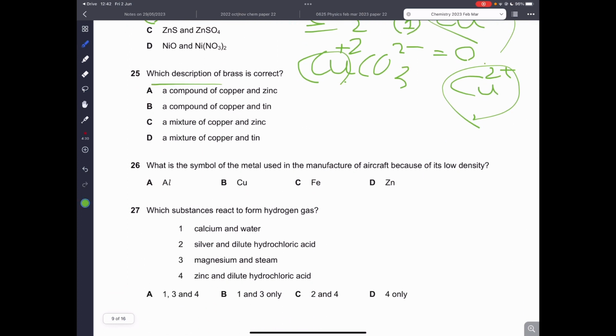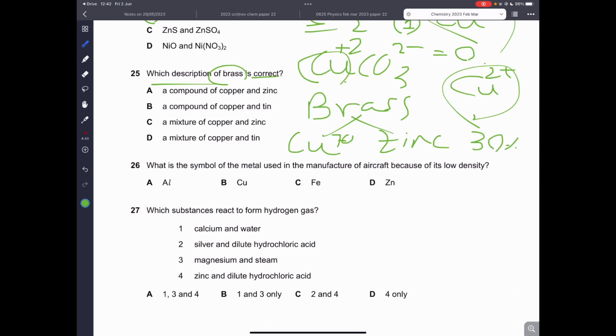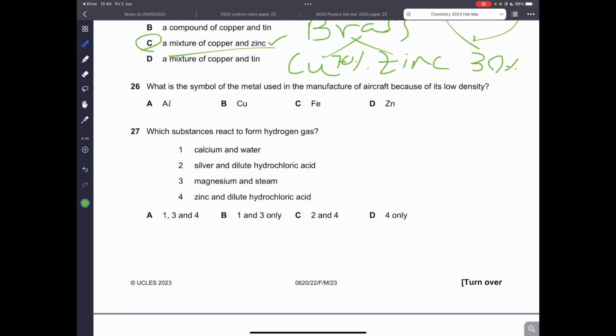Question 25, which description of brass is correct? Remember, brass is a mixture of copper and zinc, with 30% zinc and 70% copper. Now, which description is correct? Well, it is a mixture of copper and zinc, so C is the correct answer. Question 26, which symbol is the metal used in the manufacture of aircraft because of its low density? This has got to be aluminum, which is A.